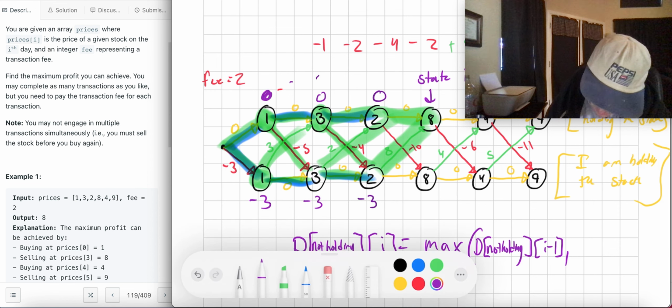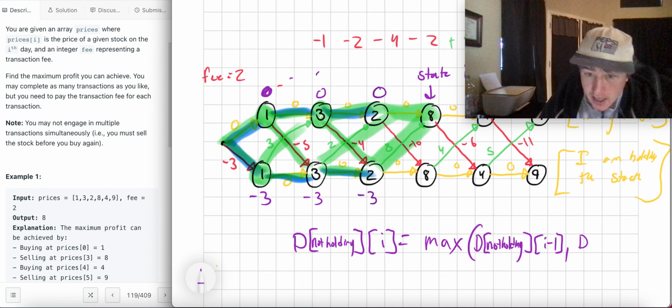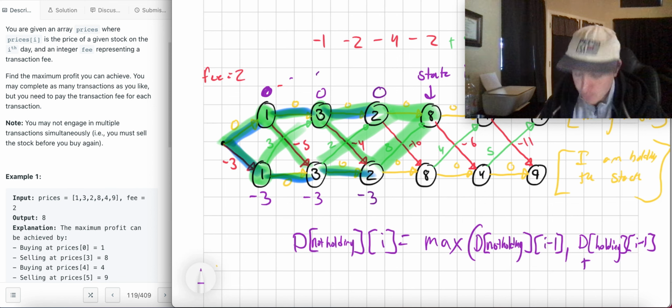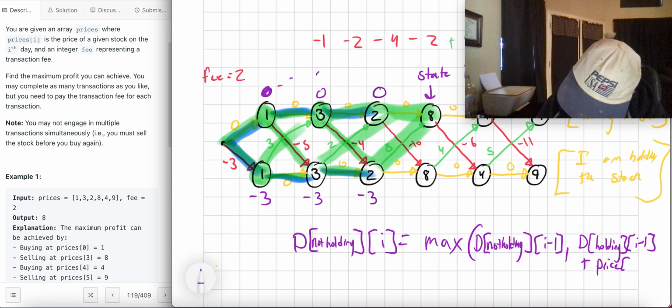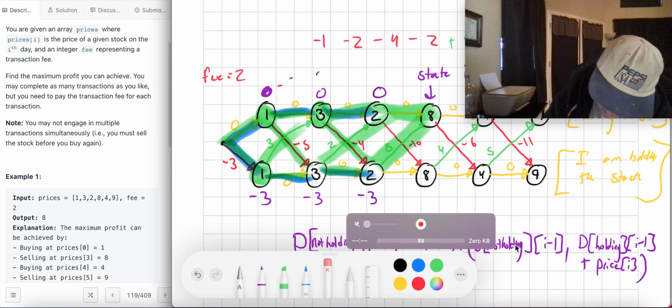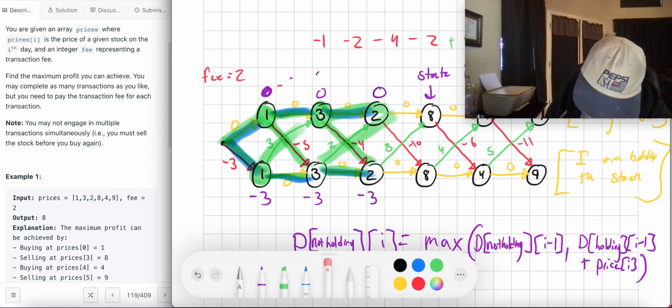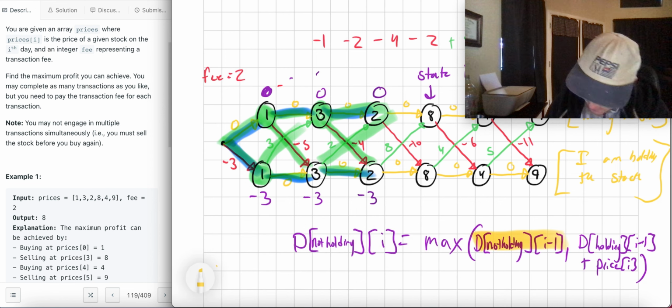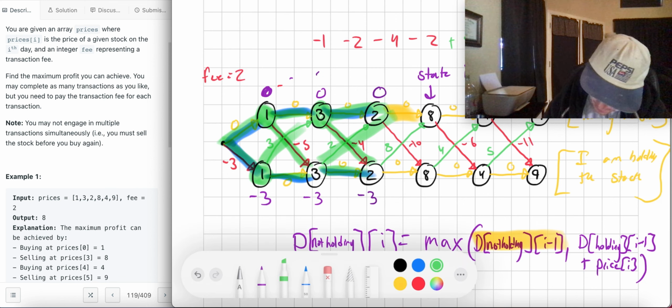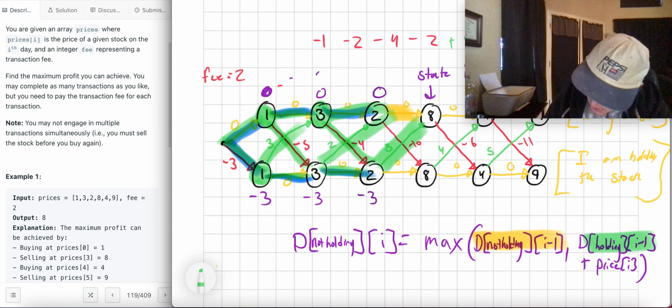So I can take D of holding. How much money do I have when I'm holding at the previous state, plus the price of the stock at this state, because that's how much money I'd get. The amount of money I'd get if I sold at this state is 8, because that's the value of the stock on this day. So I'll color these states so you know what's going on. Either I do nothing when I'm not holding, which corresponds to this link here, or I sell the stock, which corresponds to this here.